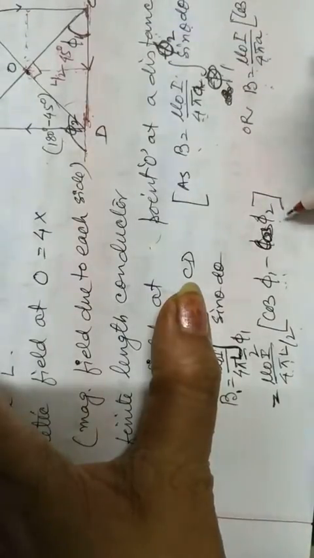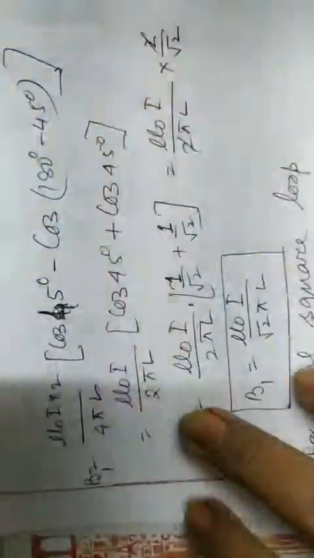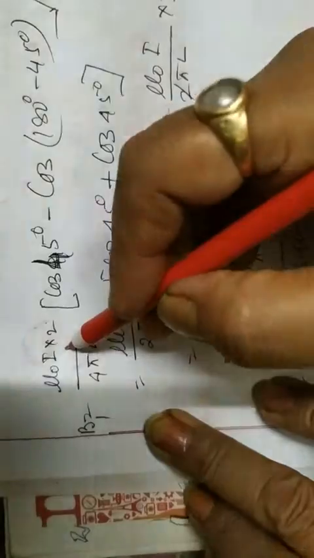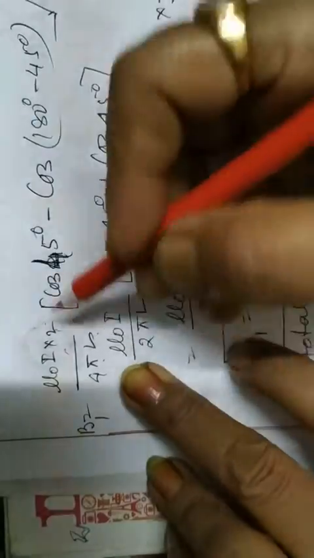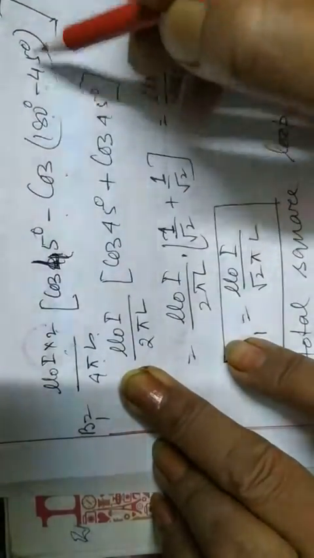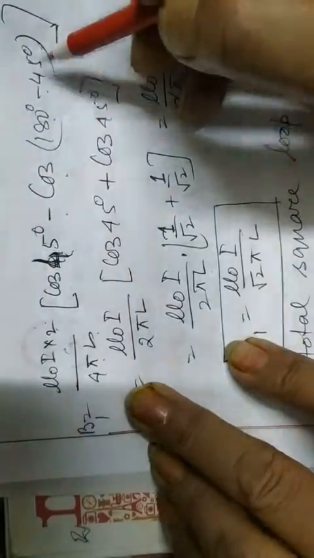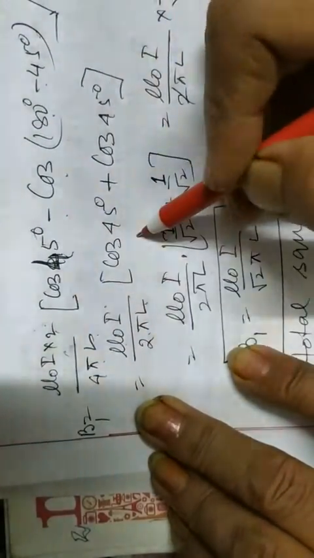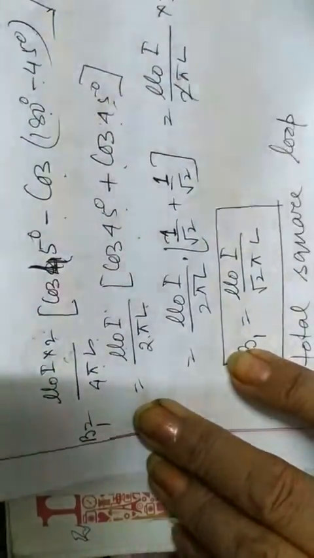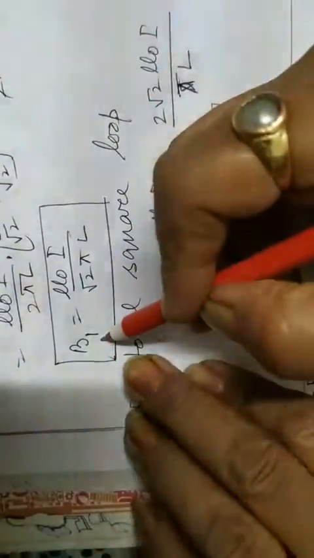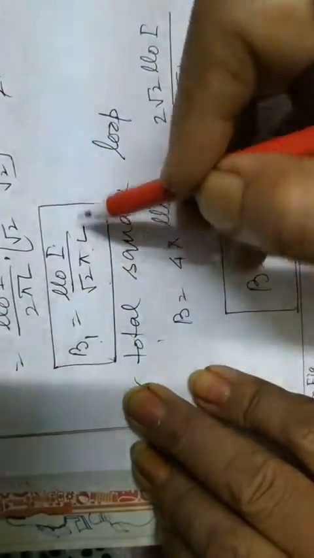Phi 1 will be 45, phi 2 will be 180 minus 45. By simplifying we get B1 equal to mu 0 I by 4 pi L by 2, so 2 is here, cos 45 minus cos of 180 minus 45, so it is minus cos 45. So mu 0 I by 2 pi L into cos 45 degree minus cos 45 degree, but this is 1 by root 2, this is 1 by root 2. By simplifying, it is obtained that B1 is equal to mu 0 I by root 2 pi L.